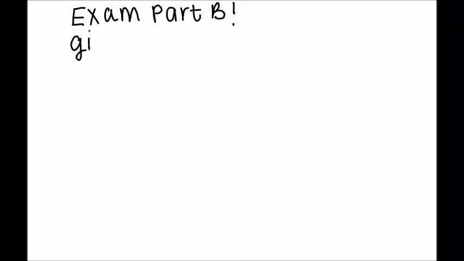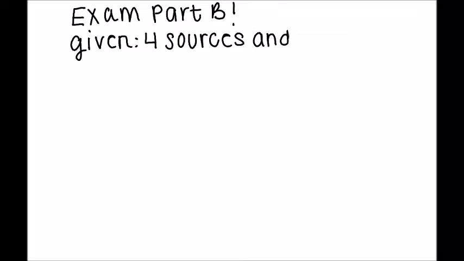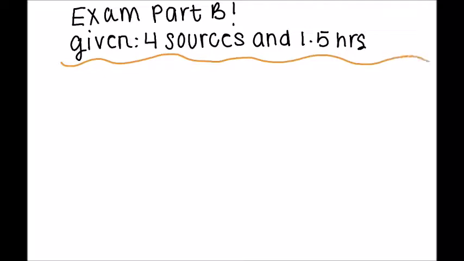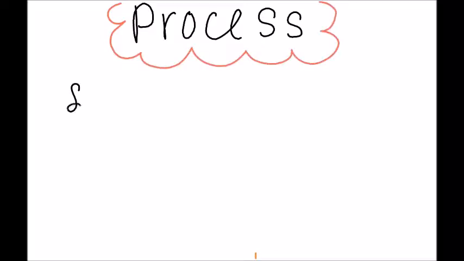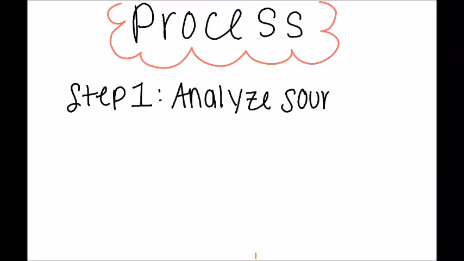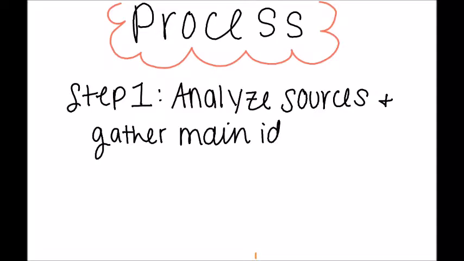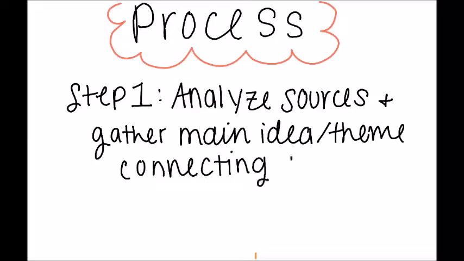Exam Part B is a timed, argumentative essay in which you are given 4 sources and an hour and a half to complete it. In writing this piece, there is a specific process you should follow. Step 1 of this process is to read and analyze the given sources and pull out common themes and main ideas that connect them to develop your own argument.